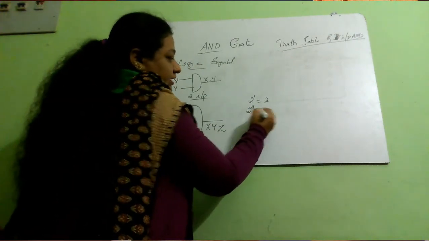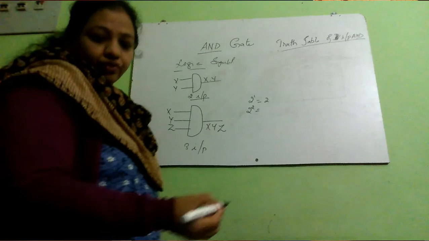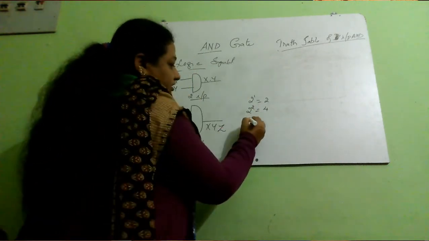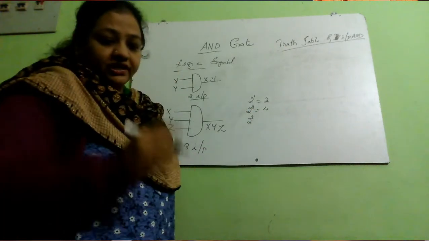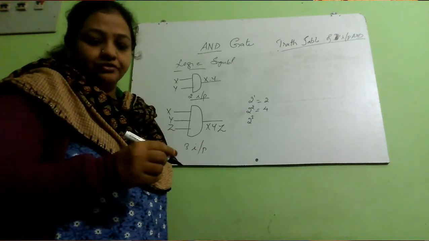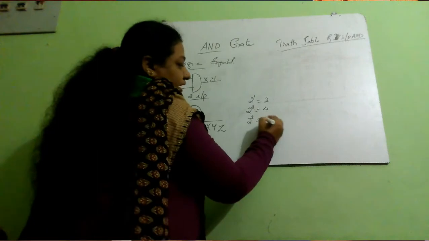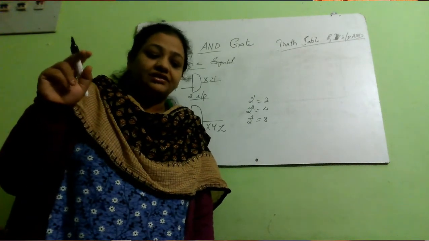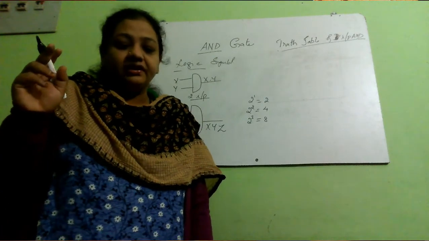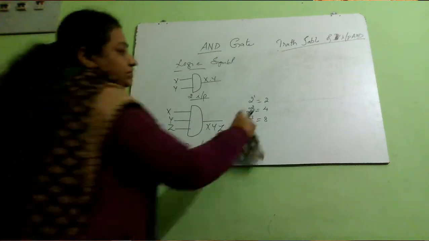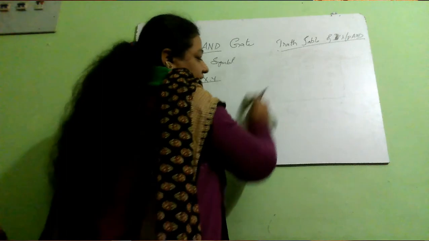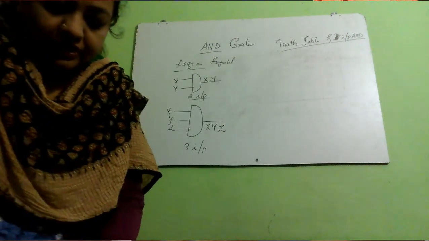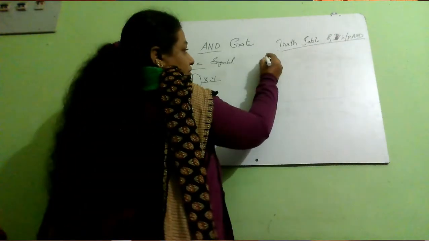So with this truth table we can say that if any one of the inputs is 0, the output is 0. Only when all the inputs are 1 is the output of the AND gate 1. In other cases it is 0. So the output of the AND gate is 1 when all the inputs are 1. Otherwise the output is 0.